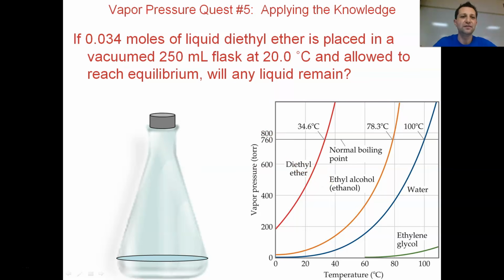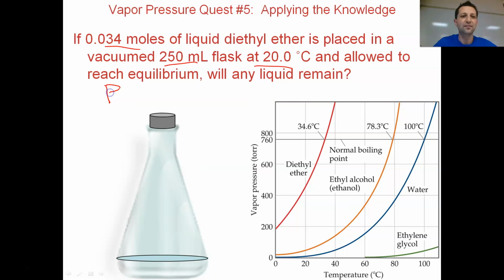So all we need to do here is figure out, if I have 0.034 moles of liquid diethyl ether and a volume of 250 mL in my flask at 20 Celsius, can I use something to figure out what my pressure is? If you recall, if you have the moles, the volume, and the temperature of something, you can easily use the ideal gas law, PV equals nRT, to figure out the pressure. We're going to be using this for quite a few of these practice problems, so we can work through and solve that.